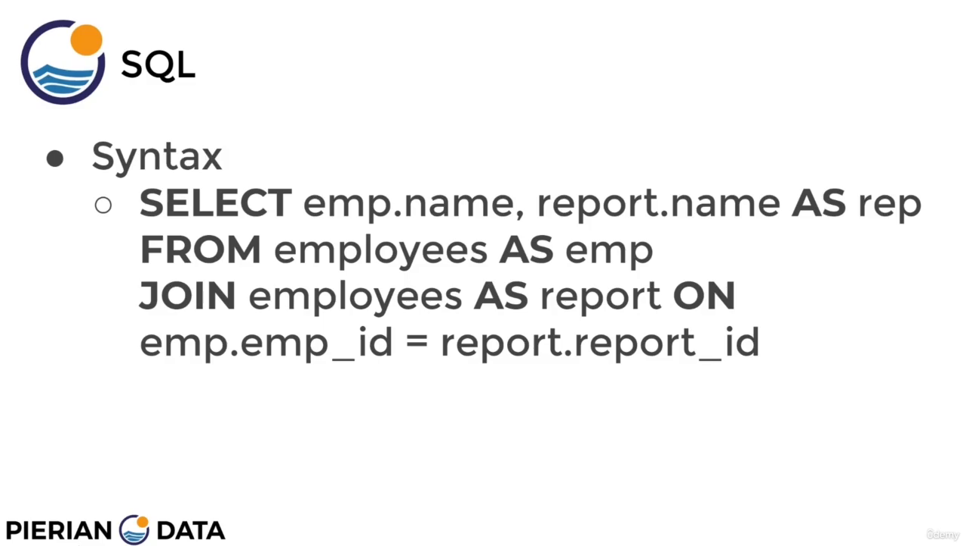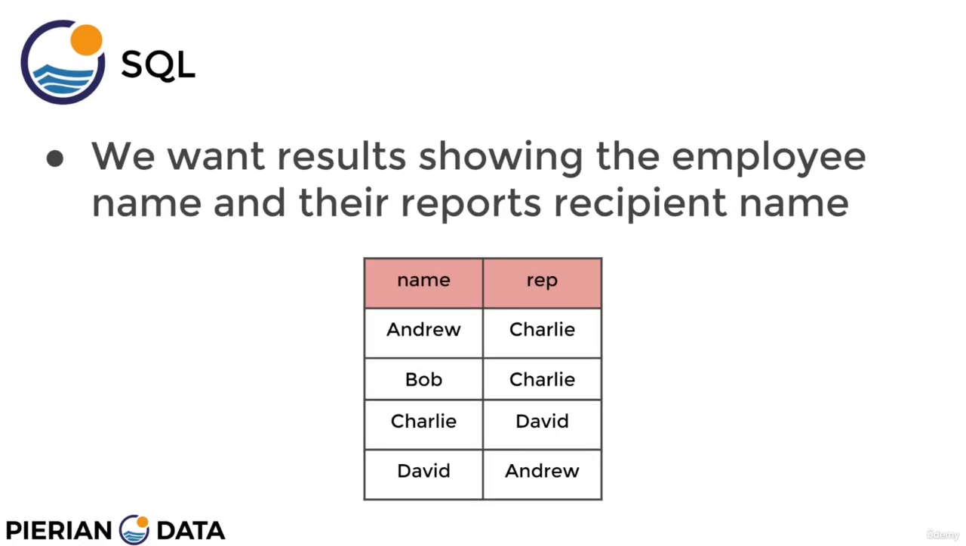And in order to make sure you don't get two columns with name, we can always say that second column should be as rep. So essentially an alias for that second column. That way we don't see name. Instead we see name rep as shown here. So we want results showing the employee name and the report's recipient name.